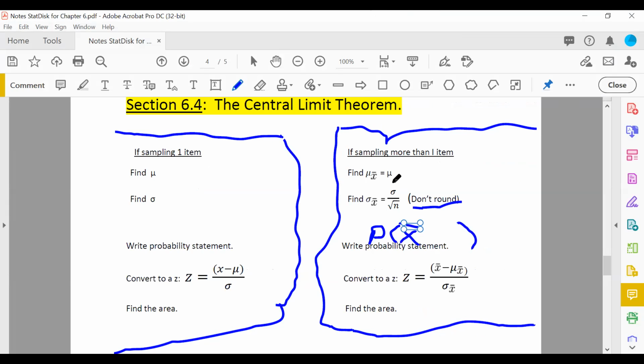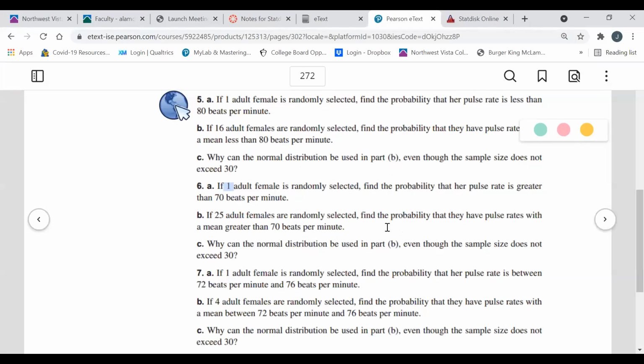That tells me that I'm going to use the multiple sample formula, so I'm going to use this side. I have to figure out what these values are, and then write down my probability statement with the X bar. So let's go back and find the probability statement. It is to find the probability that they have pulse rates with a mean greater than 70. That's why you put X bar is greater than 70. That's why you write it like that, because it says the mean is greater than 70.